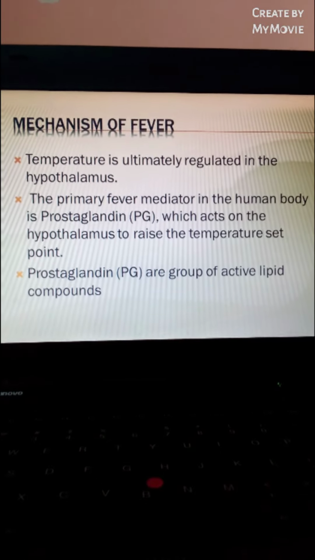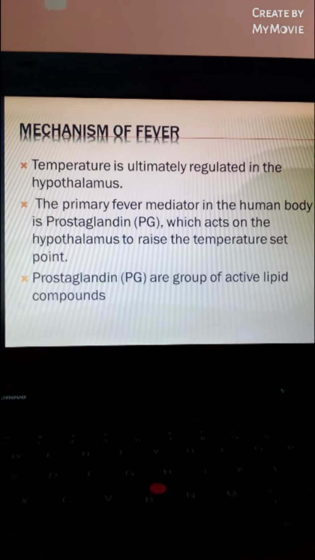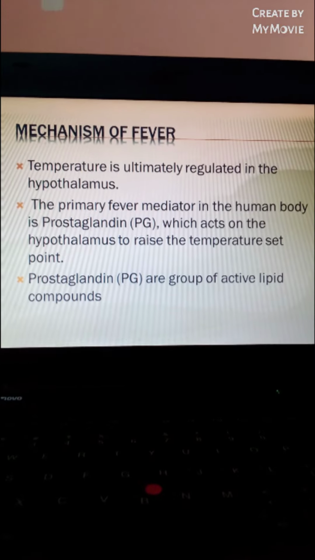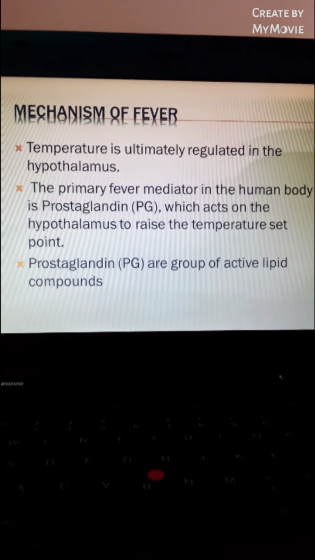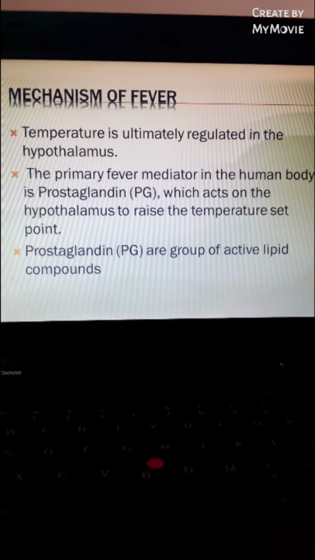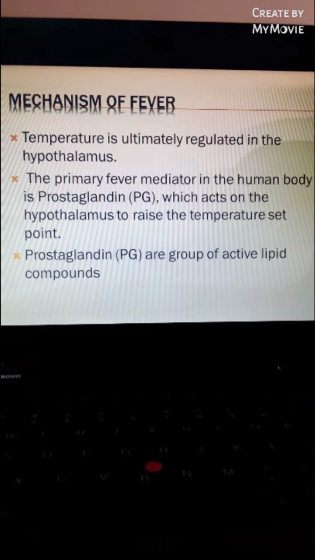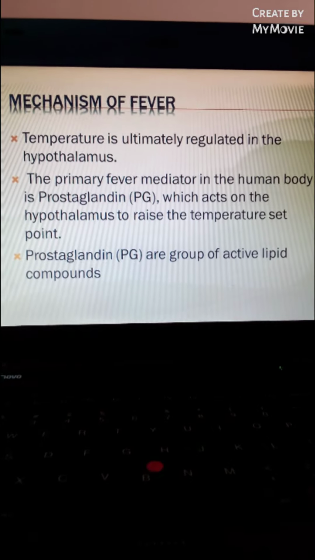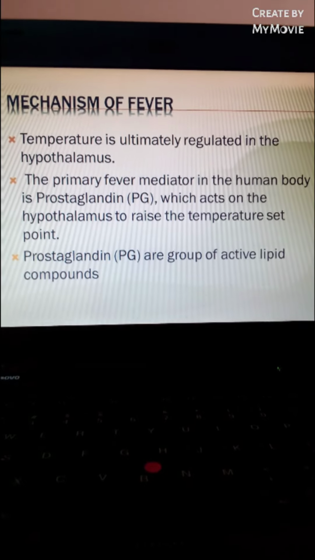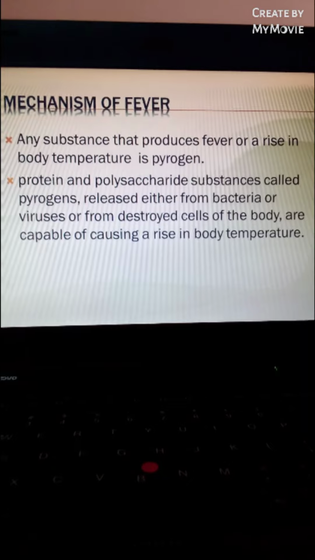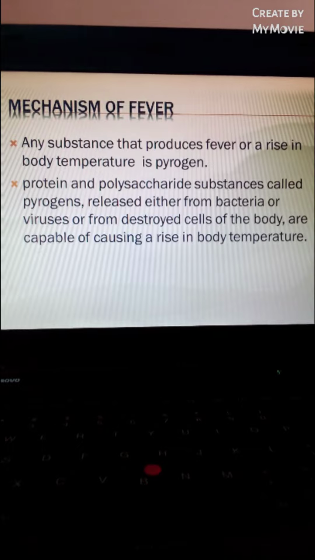So the temperature of the body is ultimately controlled by the hypothalamus. So what is the mechanism behind the fever? The primary fever mediator in the human body is prostaglandins, PG in short, that act on the hypothalamus and ultimately change the set point and increase the body temperature. So what are prostaglandins? These are a group of active lipid compounds. So how are they secreted and how do they affect the hypothalamus and change the set point? By the pyrogen.